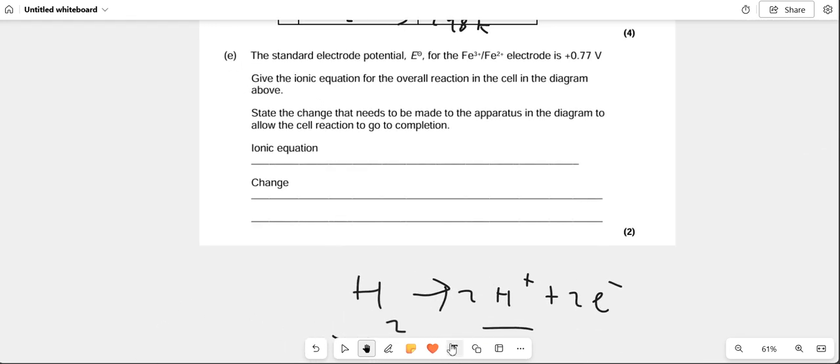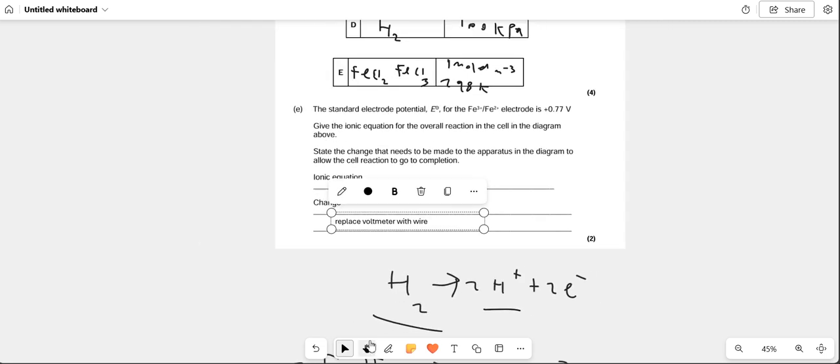So the right change is to replace the voltmeter with a wire here. Or you can say a lamp as well. You can say a lot of things here. Alright, cool.